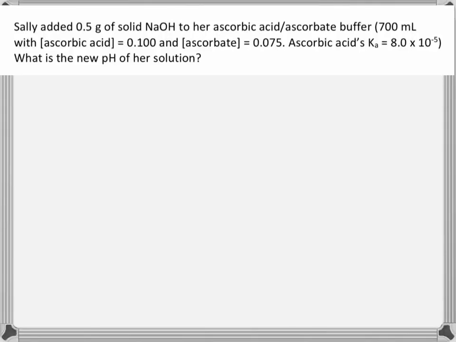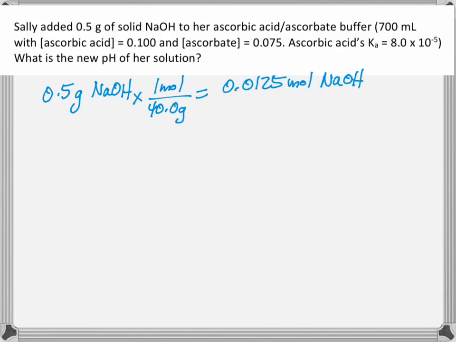Today we're going to talk about how to determine the pH of a solution after you add base to a buffer. So in this problem we have half a gram of sodium hydroxide that's being added to 700 mL of our buffer. We need to know how many moles are in half a gram of sodium hydroxide. So we do the calculation and find out the number of moles of sodium hydroxide.